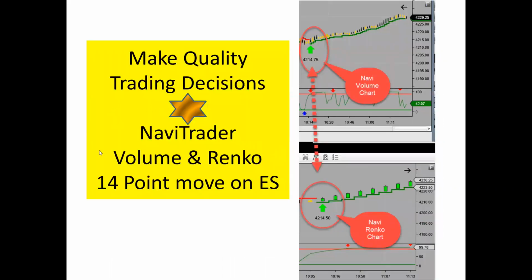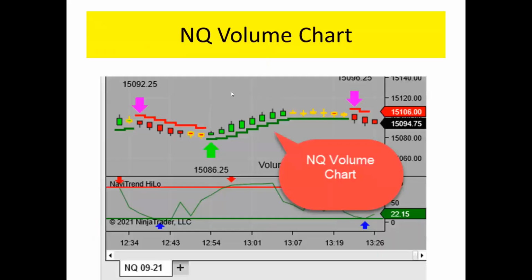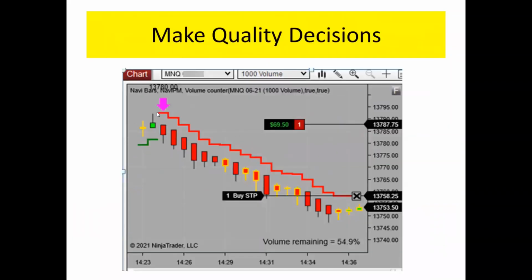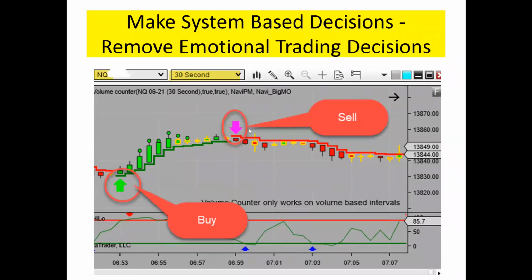All right, so again, make quality decisions. There's 2 charts giving the same signal. NASDAQ chart, sell, buy, and sell. 2 charts giving you the sell signal at the same time. There's the MNQ. MNQ move down here. You can see we put the trailing stop just on one MNQ contract here, 69.50 profit. So here we had a couple of sell signals on the NASDAQ, buy signal followed by a sell.